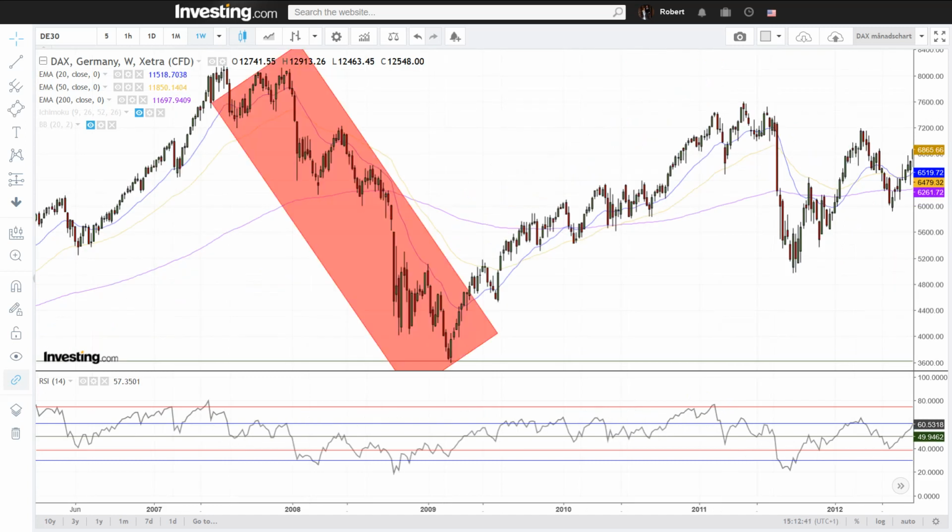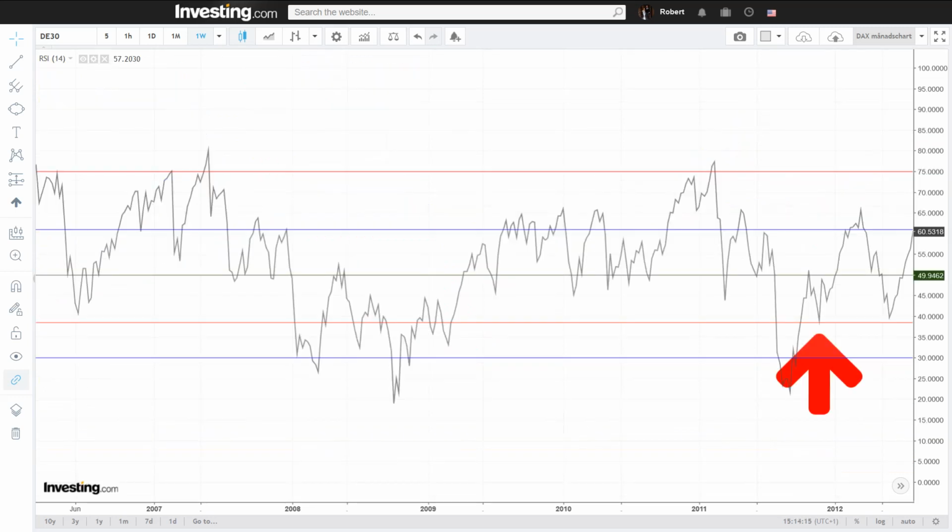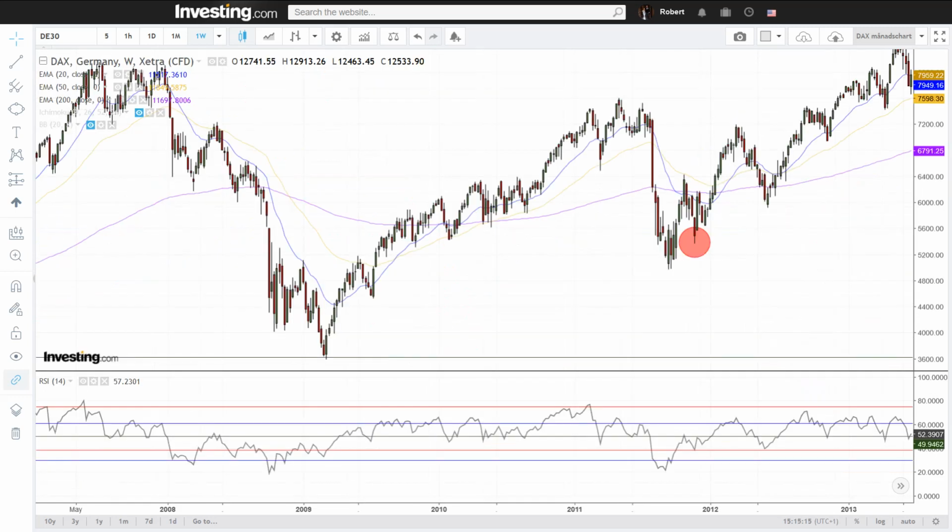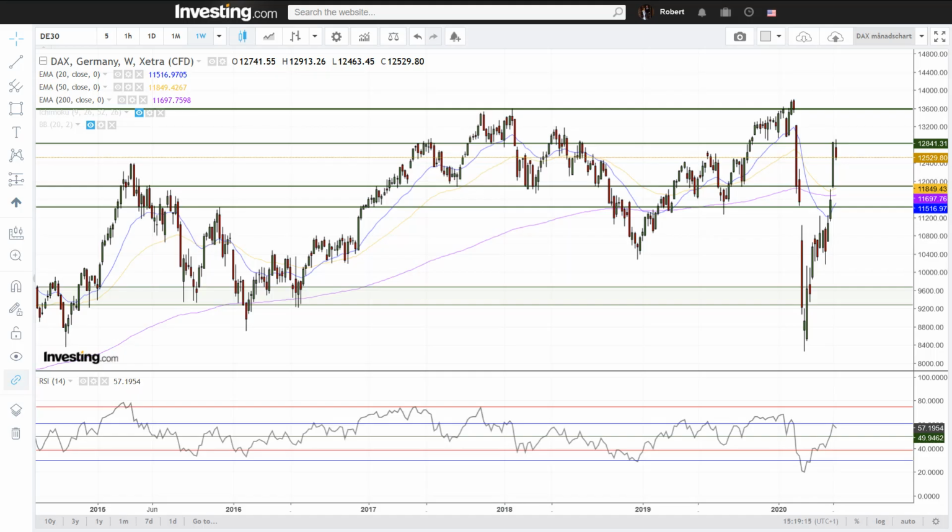This markdown was followed by another buy signal in November 2011, upon which the RSI made a clear touch on the lower bullish red. Again a level which neither the price nor the RSI broke below, this time at 54.92. Today the German DAX is trading at around 12,600.